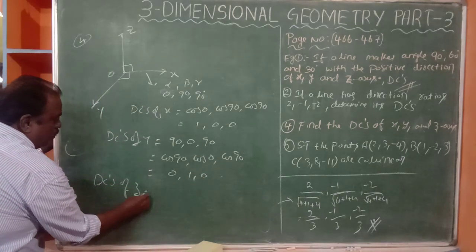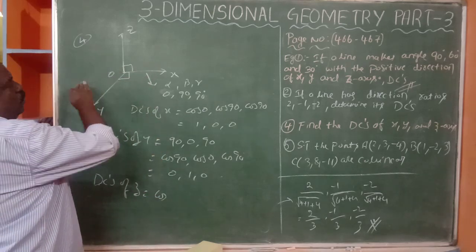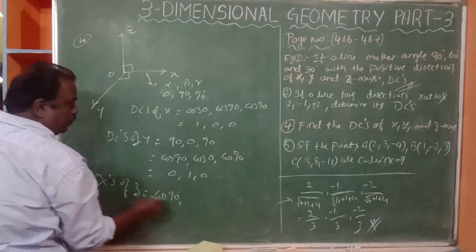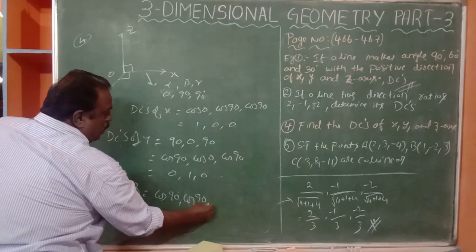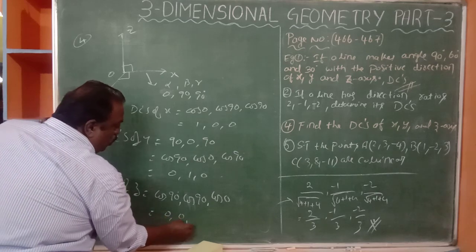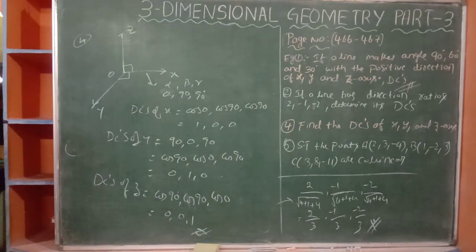Of the z-axis, that OP line is lying on the z-axis. So it makes with the x-axis cos 90, with the y-axis cos 90, whereas with the z-axis cos 0. It is 0, 0 and 1. Okay, that is the question, but a very good question. The last one.